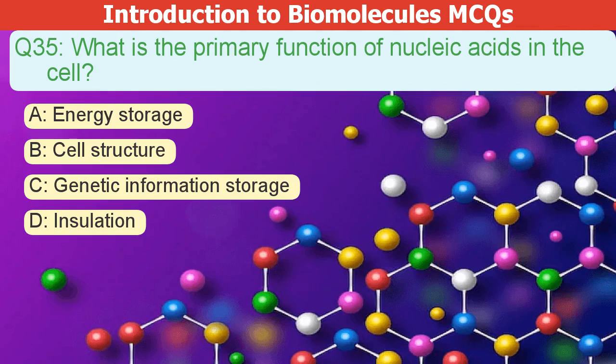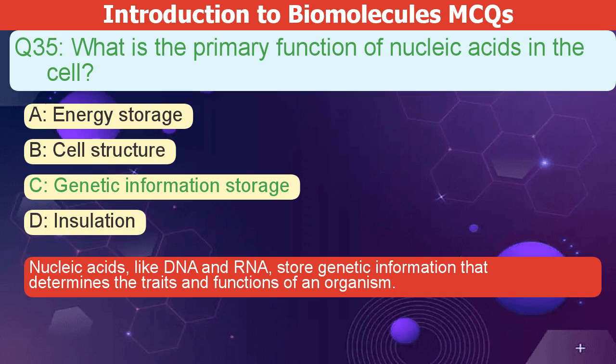What is the primary function of nucleic acids in the cell? A. Energy storage. B. Cell structure. C. Genetic information storage. D. Insulation. The correct answer is C.